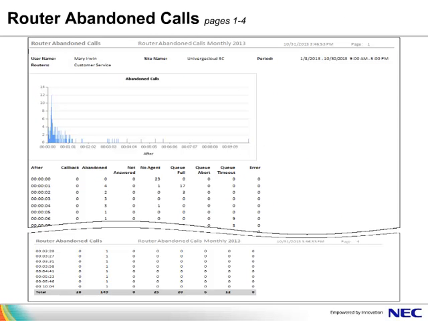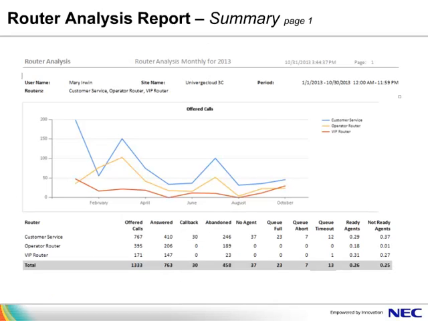The Router Abandoned Calls report provides a summary of calls that abandoned after a specific time had elapsed. For example, at 2 seconds, 2 callers hung up before being answered, and 3 calls were rerouted because of a queue full condition. Further investigation could reveal that too few agents were available to handle the influx of calls.